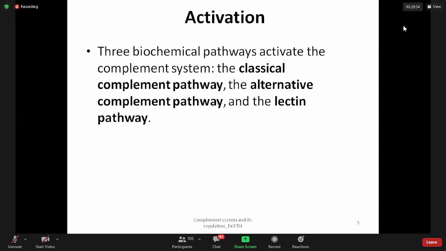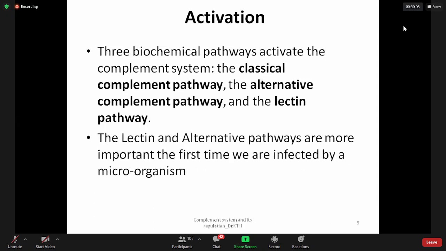Okay, so classical requires antibodies to be activated, whereas the alternative and the lectin do not require antibodies. You only have to have presence of an antigen, and then you activate these pathways. So the lectin and the alternative pathways are therefore more important the first time we get into contact with an organism. And because of this, their activation tends to be slower, whereas the classical one is very important if we are getting re-exposed to an organism where we already have existing antibodies.